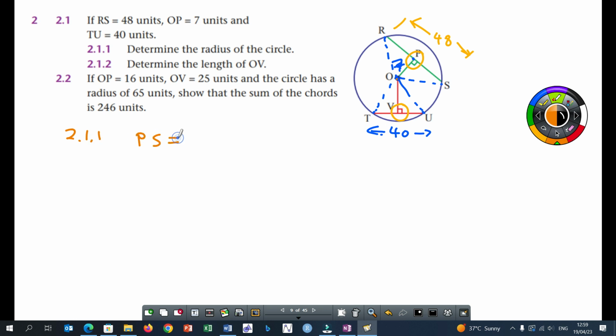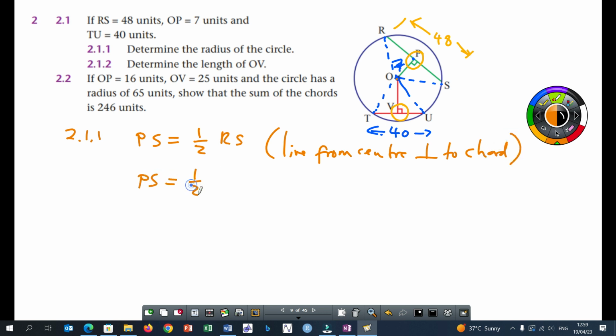So to find PS, we start 2.1.1. PS is going to be equal to half of RS, and the reason here is theorem 1, line from center perpendicular to chord. What this means is PS is going to be half of 48, which is 24 units. Then this is 24, that's 7 there.